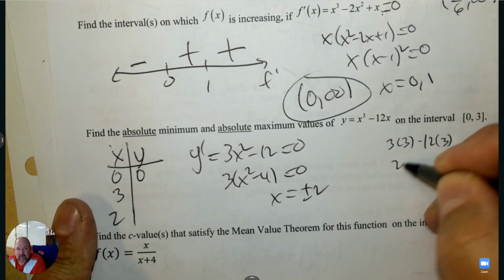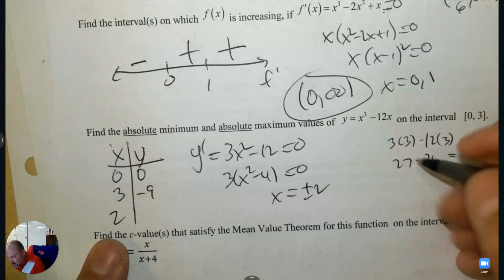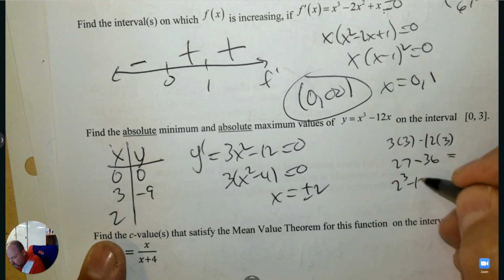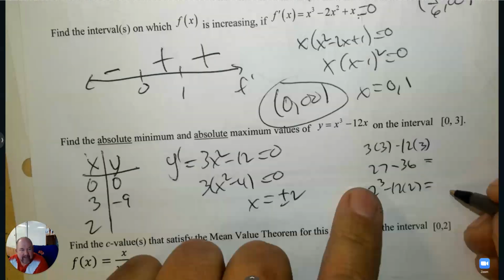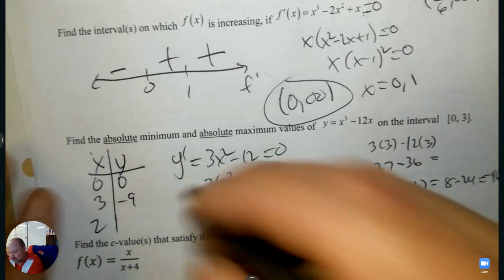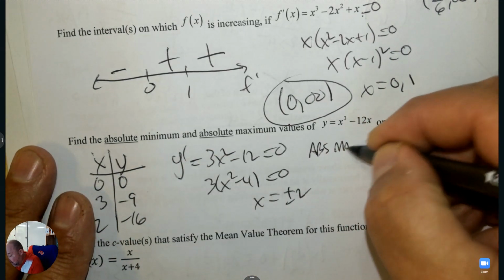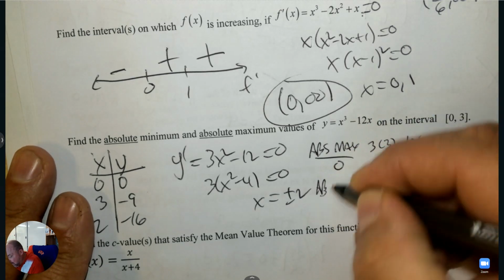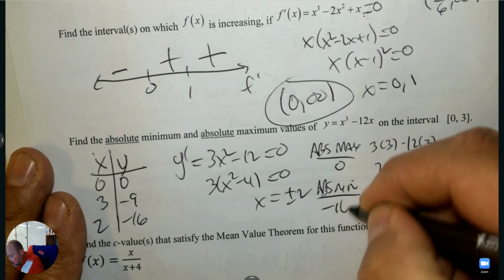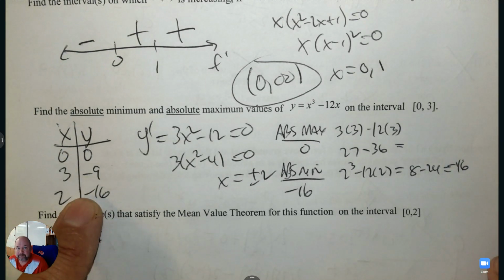Let's see if I can do that. That's 27. Take away 36. Oh, -9. And then 2. That is 8. Take away 24, which is what? -16. So what is the absolute max? The answer is 0. What's the absolute minimum? The answer is -16. So it's the biggest number and the smallest number.